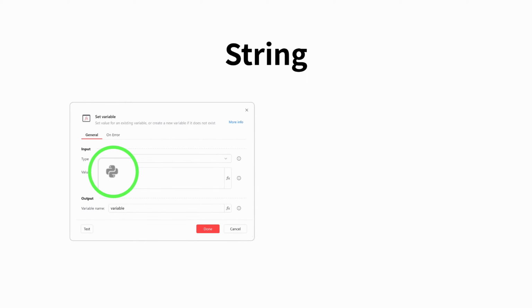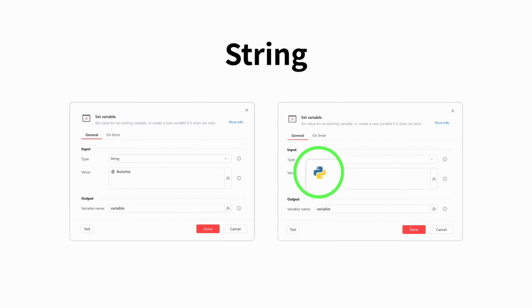The string type is used to store all kinds of text info. There are two input modes. One is text mode, where you can type directly, like Automa. The other is expression mode, which has to follow Python syntax. So you put quotes around the text, like "Automa". In text mode, if you want to join strings, just pick two variables. In expression mode, you need to add a plus between the two variables.